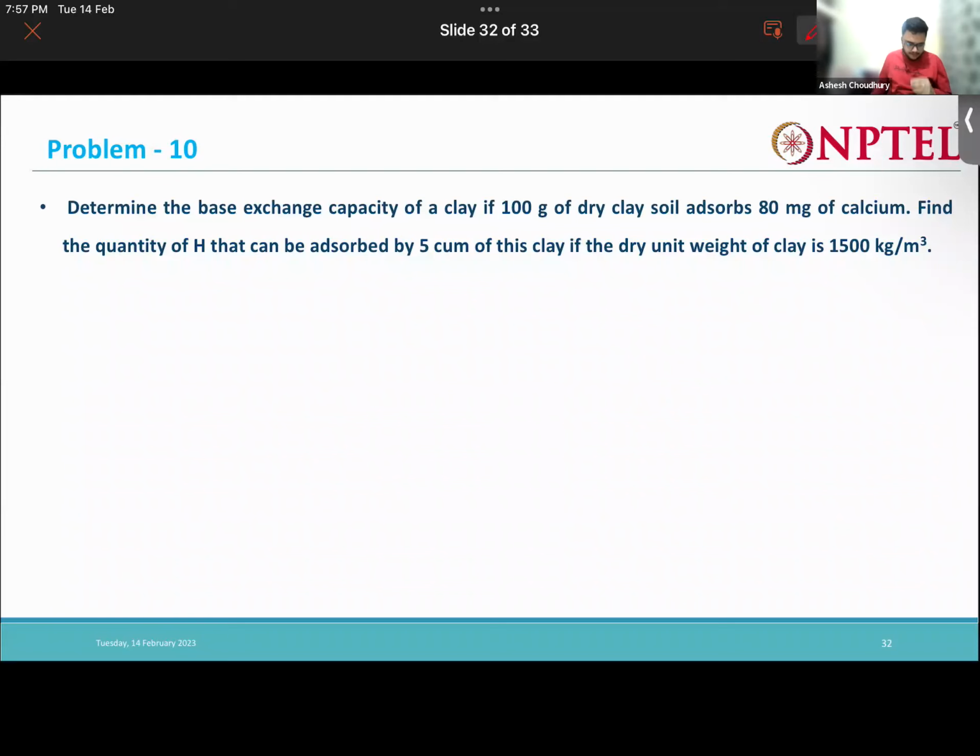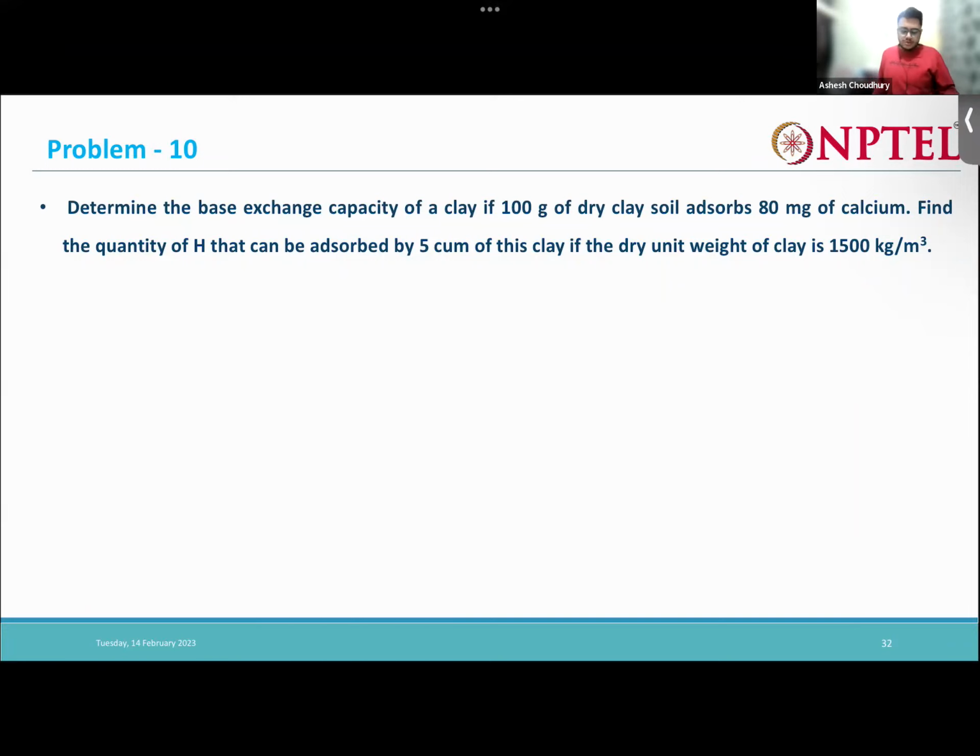Our question is, determine the base exchange capacity of a clay if 100 gram of dry clay soil absorbs 80 milligram of calcium. We need to determine the base exchange capacity, and then find the quantity of hydrogen that can be absorbed by 5 cubic meter of this clay. The dry unit weight of this clay is 1500 kg per meter cube. So we first need to determine the base exchange capacity.